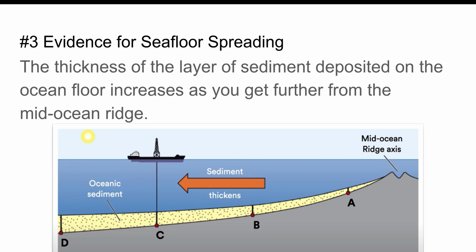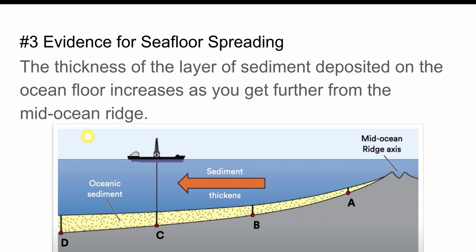Another piece of evidence scientists came up with was the idea that, okay, if new rock is being formed at this ridge line, and we know that Earth processes work to break down rock over time, wouldn't it make sense that there would be more broken down rock or sediment on top of the ocean floor the farther you got from the mid-ocean ridge? If the rock is older, there should be more sediment on top of it because there's been more time for rock to break down into sediment and fall on the ocean floor.